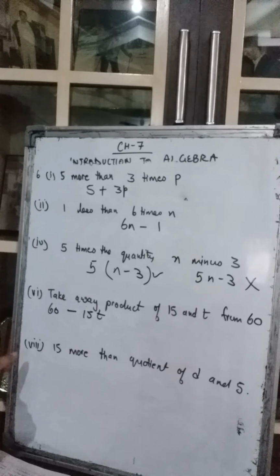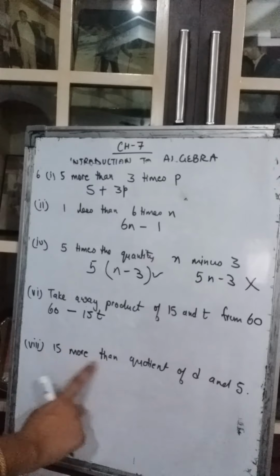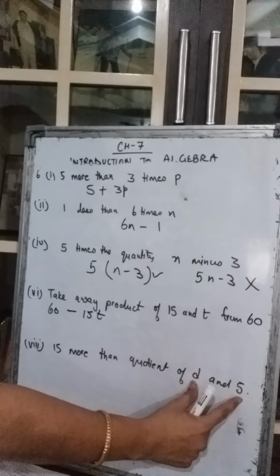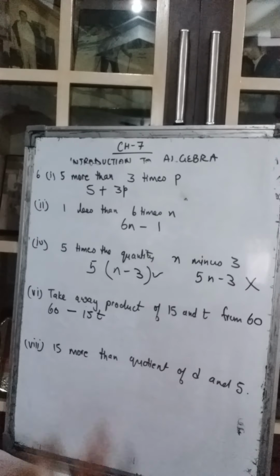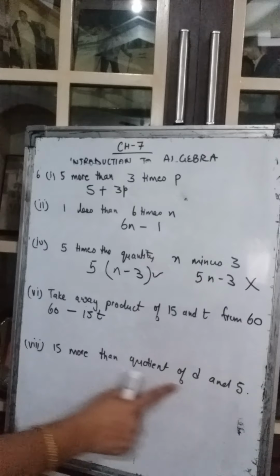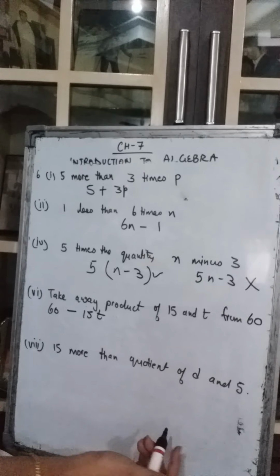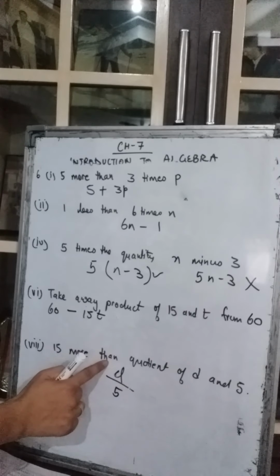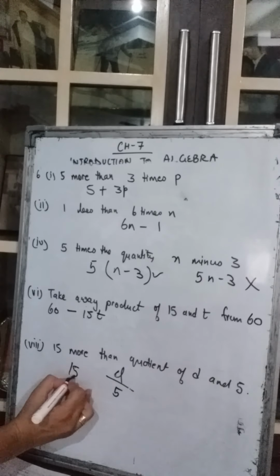Okay. Now 8th part. 15 more than quotient of d and 5. So always do the last part. Usually we do the last part. We have to understand the language. The last part is d and 5. The quotient of d and 5. What is the quotient? How do we write quotient? D upon 5. And 15 more than this means 15 plus.